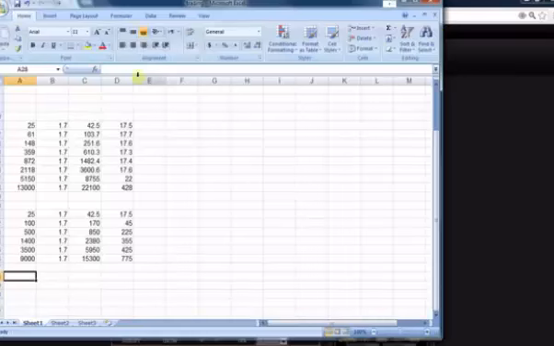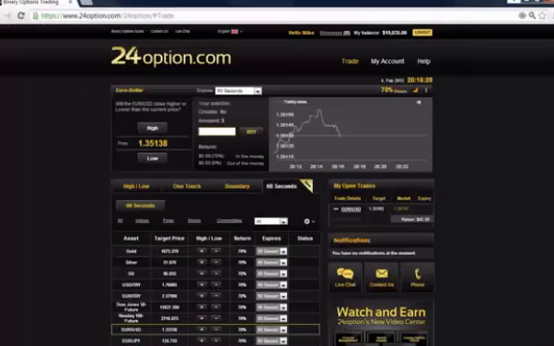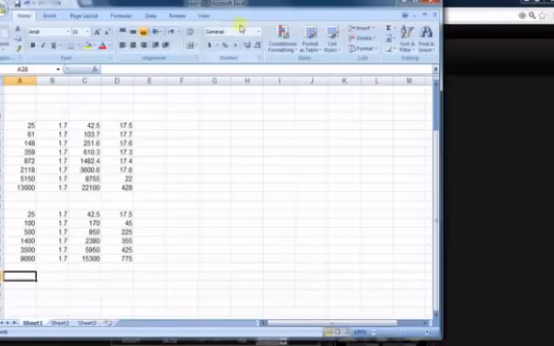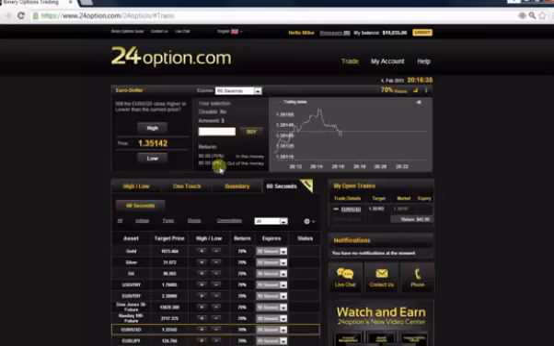So I'm always going to look at my Excel sheet and see what values I need to invest in order to win back the amount of money from previous lost trades if I do lose a trade. And there are several different variants on this technique that we can change up here in 24options, because it allows us to really choose the amount that we're going to invest.